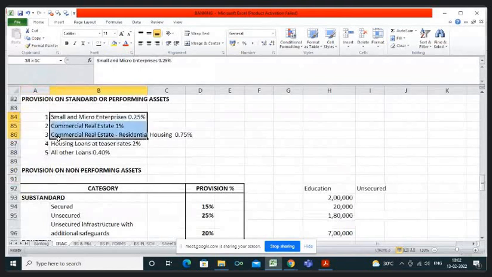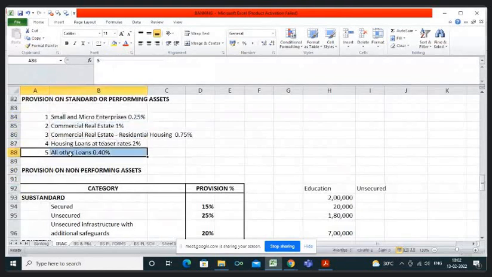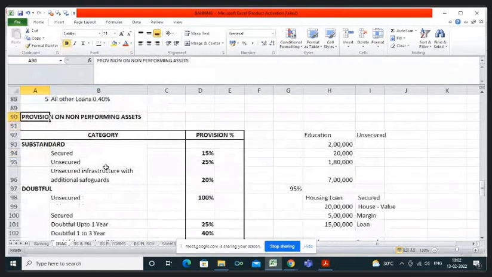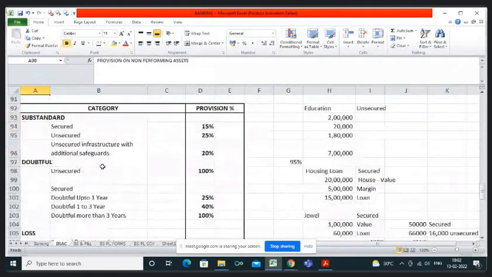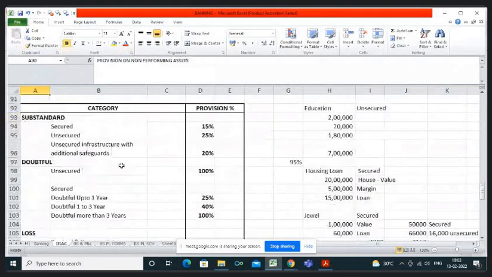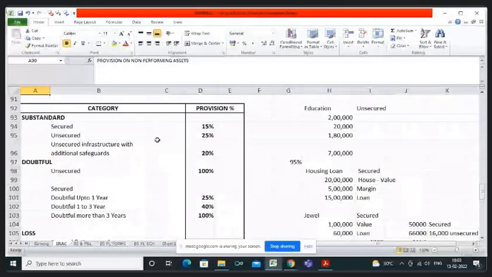Give one working note saying, I assumed all the standard assets belong to the all other loans category, and always use this percentage, 0.40%. This is the residual rate. Then moving on to NPA, non-performing asset. They will always use the short form NPA. There it is based on whether it is substandard, doubtful, or loss asset.